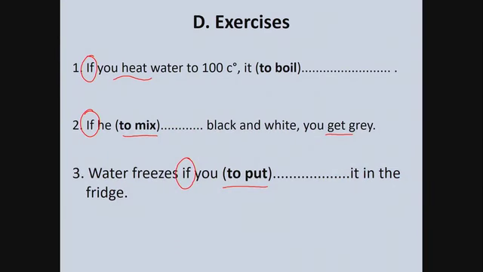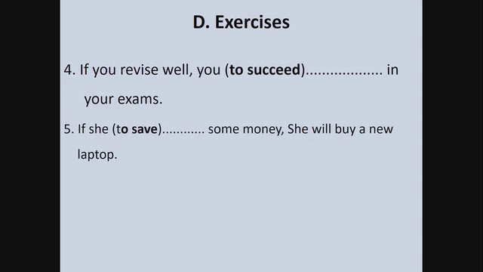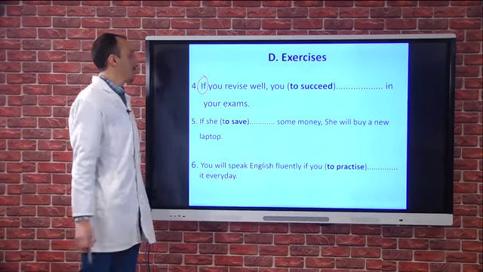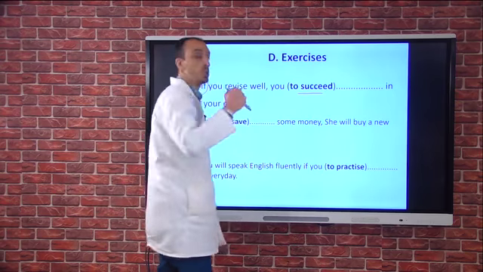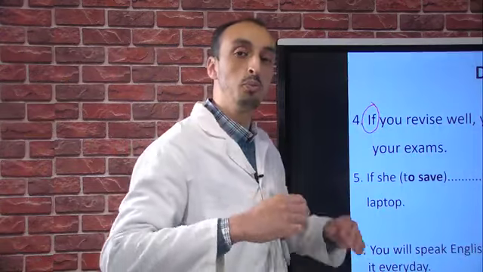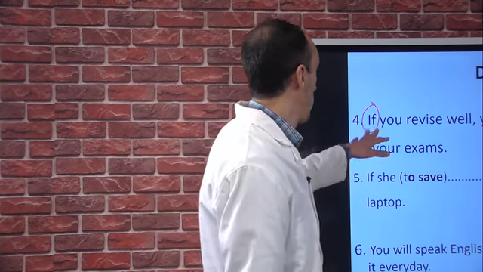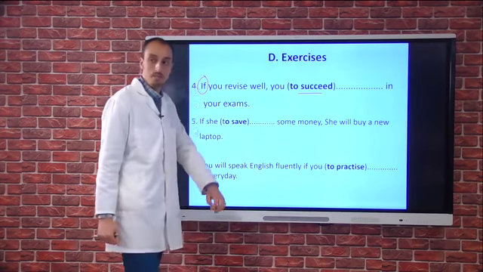So let's move to exercise number 4. Again, here we have the if clause, and we are going to conjugate the verb in the main clause. It is the verb to succeed, to get your diploma, or to move to the next level. To succeed. So, if you revise well, your exams.